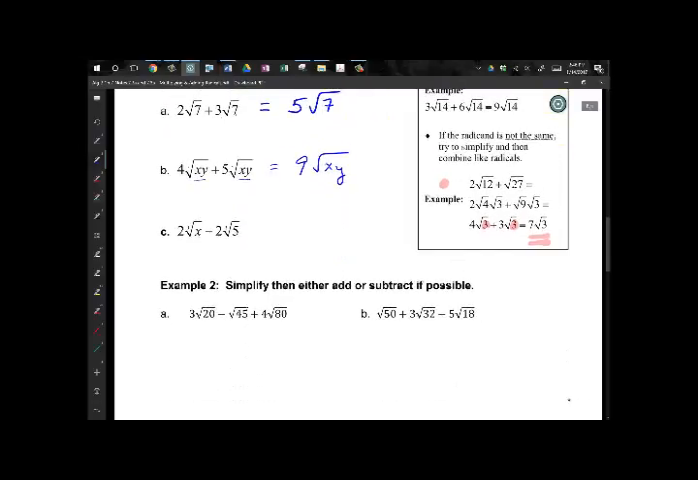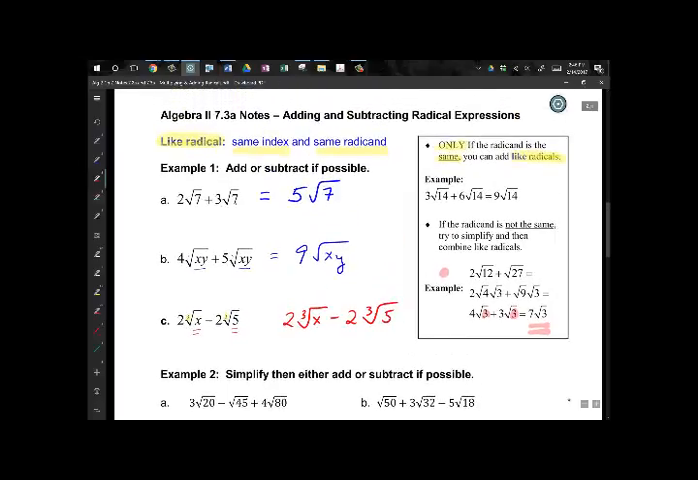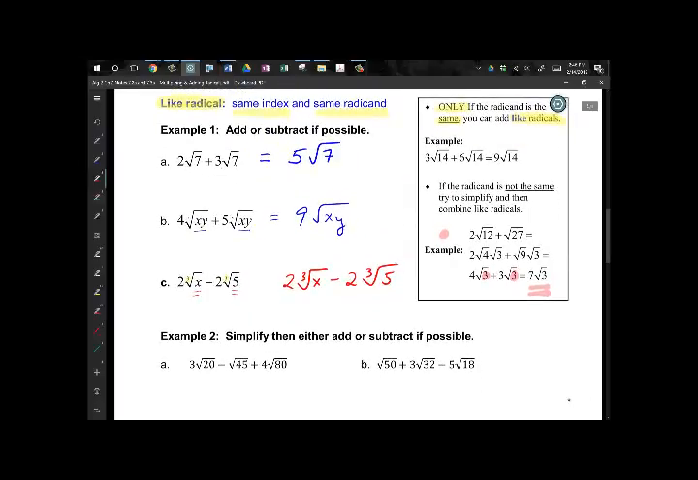C, notice we have the same index. They both have a cube root. However, the radicand is not the same. One is x and one is 5. So if you were asked to simplify this, you would not be able to simplify it any more than just writing 2 cube root of x minus 2 cube root of 5. Or you could say not possible to simplify any further.